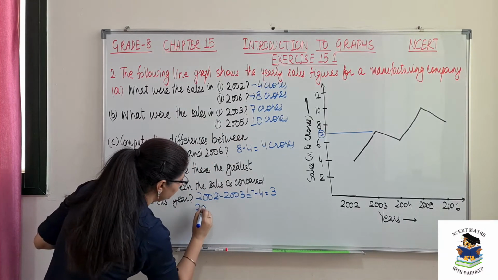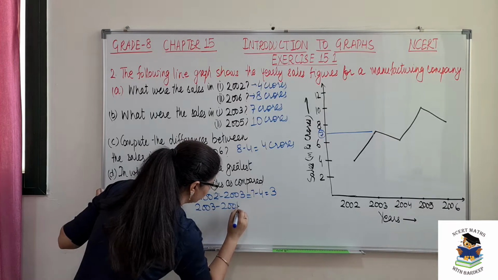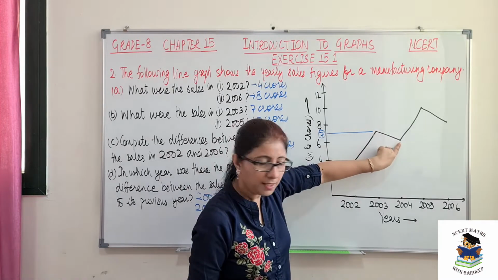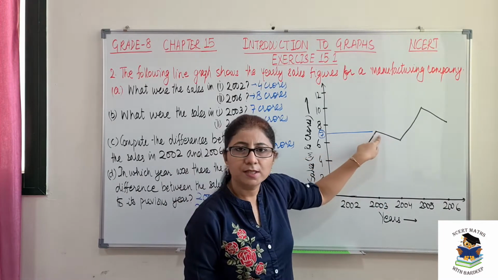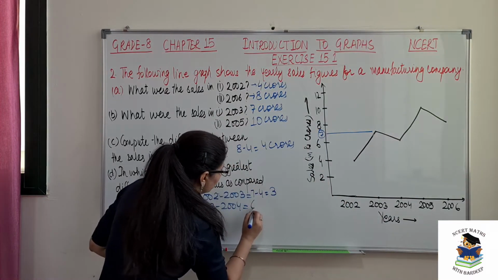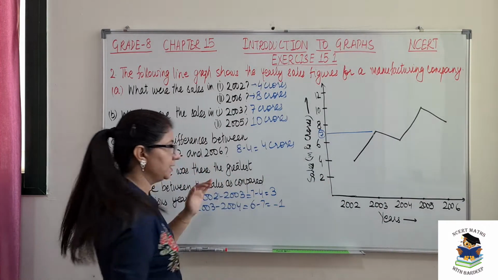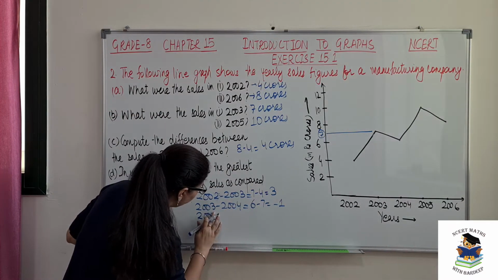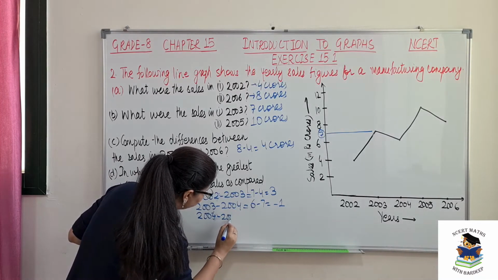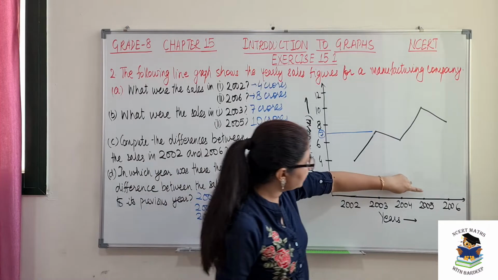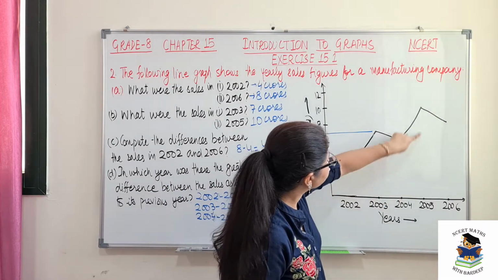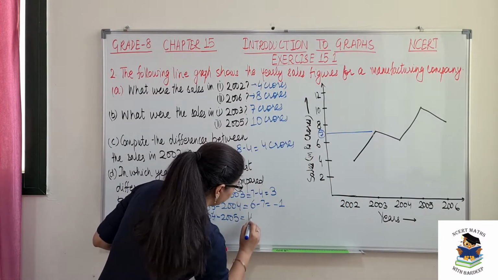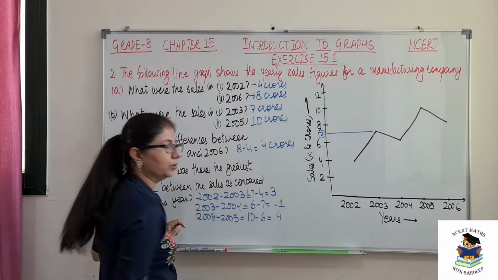Next year is 2003 and 2004. For this year, see, 2004 value is 6 and 2003 value is 7. That is 6 minus 7. So this is minus 1 crore. The sale has decreased. Next is 2004 and 5. Sorry, 2004, 2005. So sales in 2005 is 10 crores and for 2004 this is 6. That is 10 minus 6. So 4 crore. Okay.